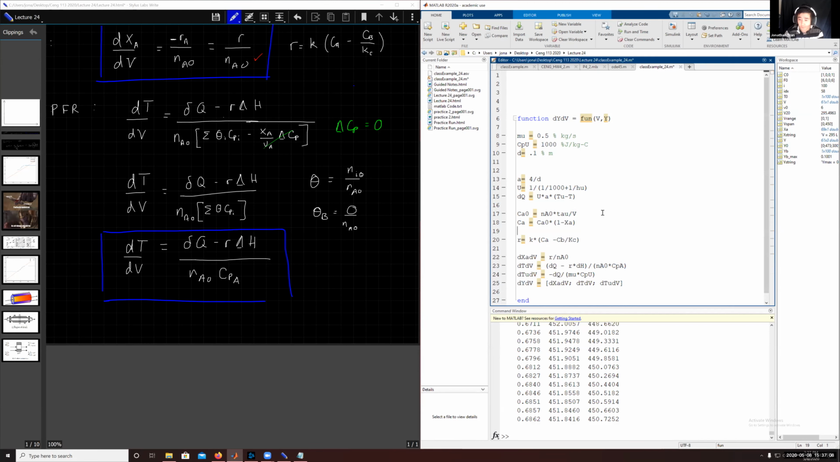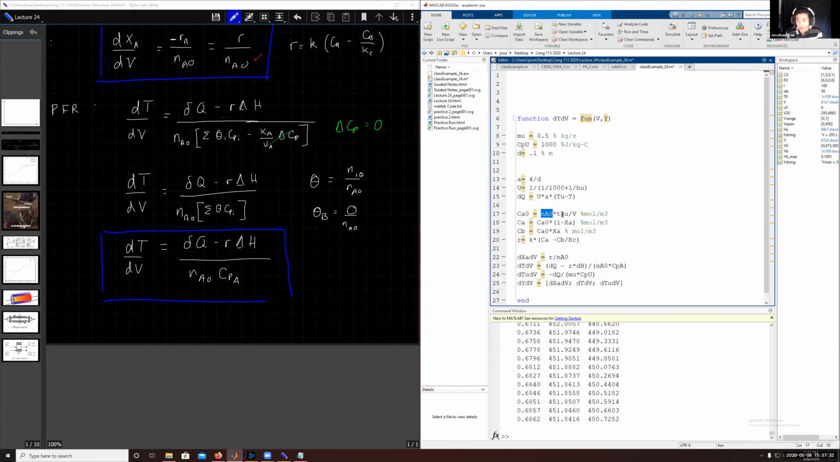Okay. We also need to define CB here. CB is going to be simply CA naught times XA in this case. That comes from equation 5.11, in case you're curious. So this is moles per meter cubed. So our CA is defined, our CB is defined.